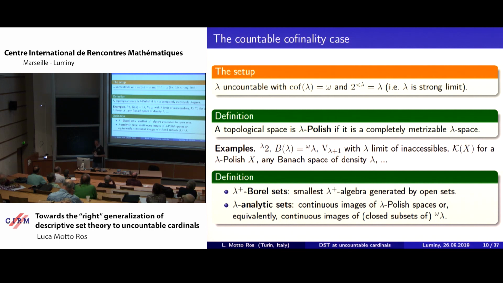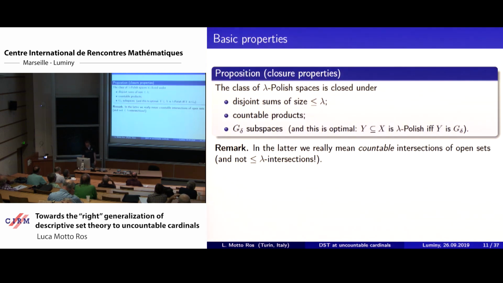So for example, continuous images of the Baire space, which I remind you is not lambda to the lambda, but lambda to the omega, is lambda to the cofinality. Actually, the equivalence follows from some results which are on the next slide, but I'm sure you know how to prove them. It's just a bunch of observations.